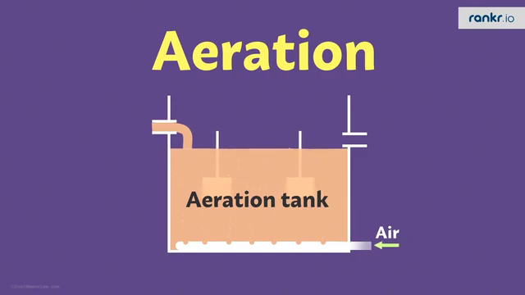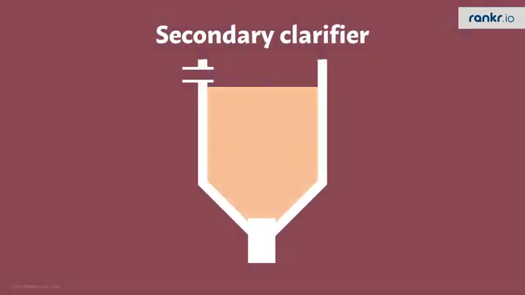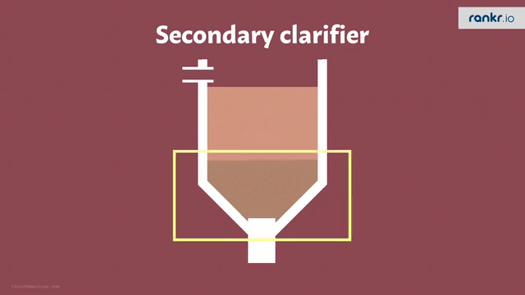The supply of air helps in the growth of good aerobic bacteria that can consume the remaining organic wastes. Now the water is passed into the secondary clarifier where it's again allowed to stand still for a long time. This helps in settling of the organic biomass, which means the microorganisms along with the decomposed products in the water settle down. This slurry is called the activated slurry.